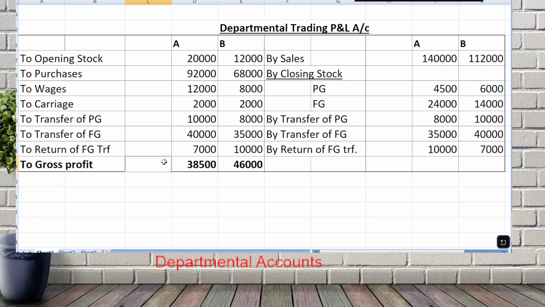No indirect expenses are given, so gross profit is the net profit in this question. Gross profit and net profit are the same. Now you prepare which account? General P&L account. Try to do the general P&L account and try to do the loading.